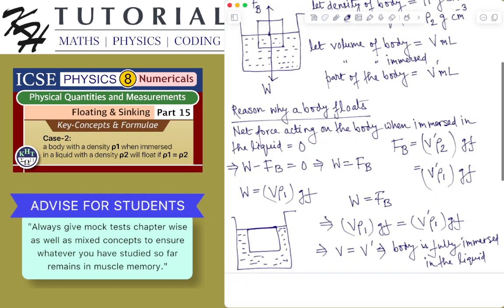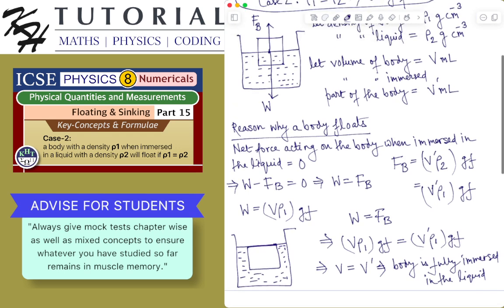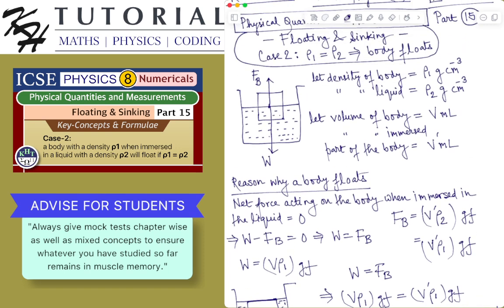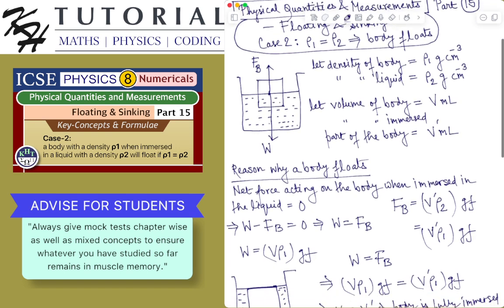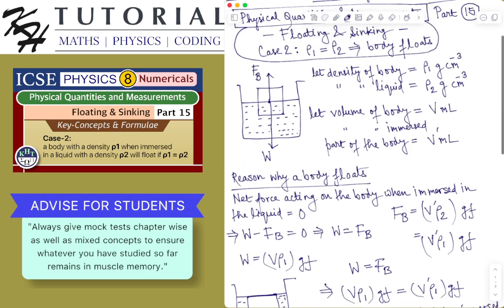This is the core concept. I hope I was able to explain that the body floats when rho 1 is equal to rho 2, that is, the density of the body is equal to the density of the liquid, and that the body floats wholly immersed, just below the surface of the liquid. In the next video, that is case 3, I will discuss what happens if the density of the body is less than the density of the liquid.